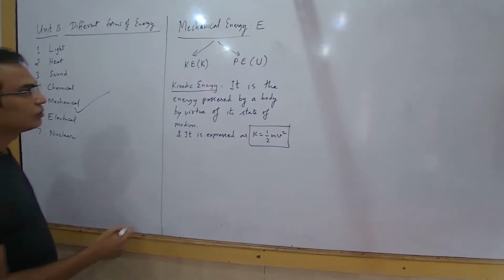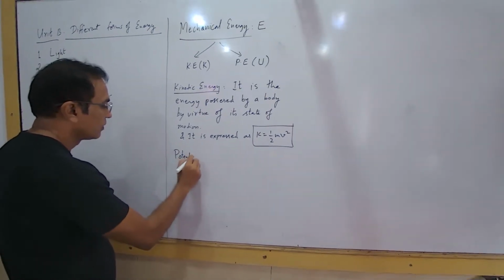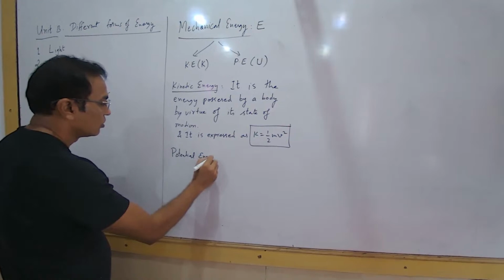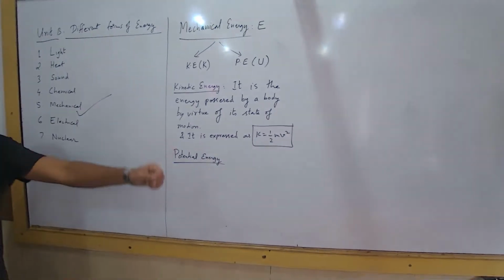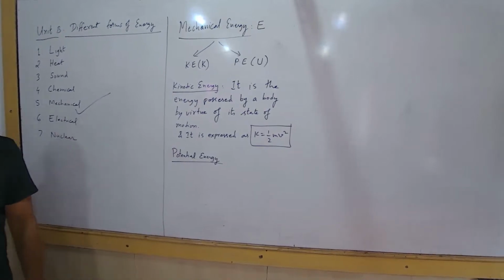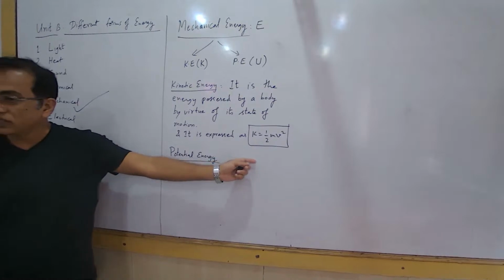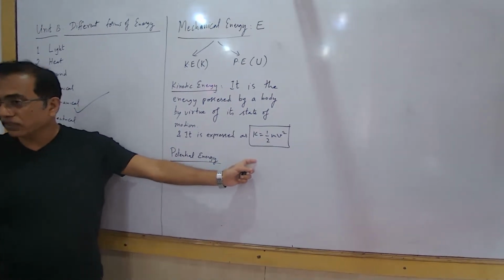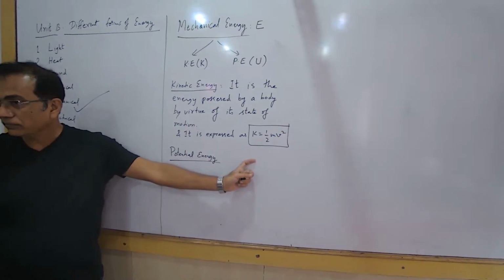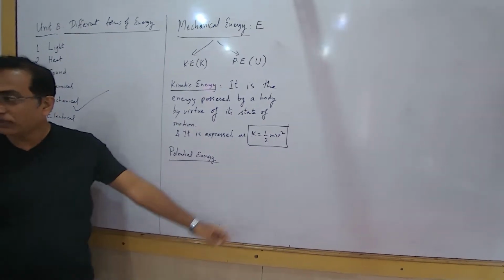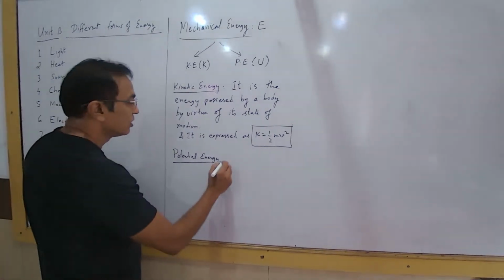Next, what is potential energy? If the body is at rest, what is its kinetic energy? Zero, because v is zero. So a body at rest has no kinetic energy. But does it mean it has no energy? No, sometimes it has energy. It has potential energy. So it will depend. What is potential energy?